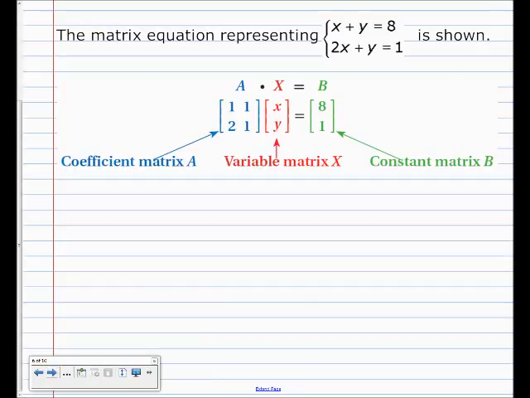If you look at the one in blue, you should notice we did that one yesterday. Yesterday we did a matrix based on the coefficients. So the numbers in front of x and y, we did that yesterday. That's no different. But there are two new ones today. The variable matrix are the two letters I'm solving for.